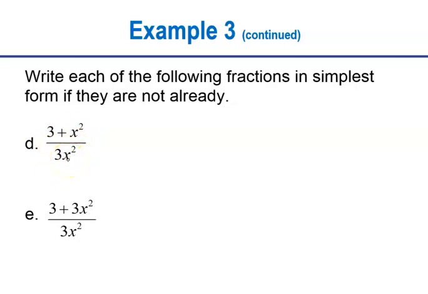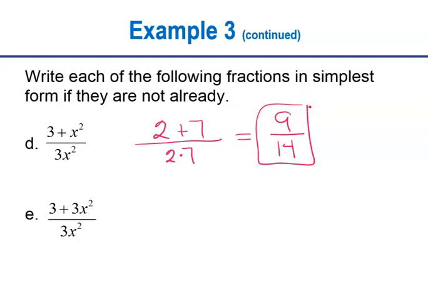If I showed this to you in a numerical problem just to compare, so let's do 2 plus 7 divided by 2 times 7. Now we know following order of operations, because this is like parentheses on the top, I need to add 2 plus 7. We know that that's equal to 9. In the denominator, 2 times 7 is equal to 14. Now we know there are no common factors, or the greatest common divisor between 9 and 14 is 1. Therefore, 9/14 does not reduce.